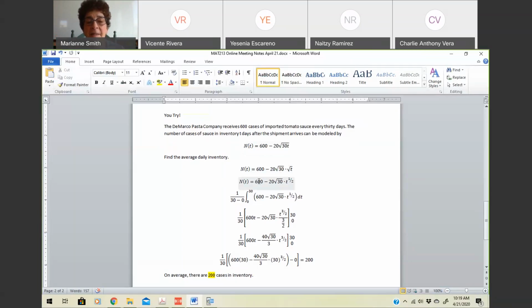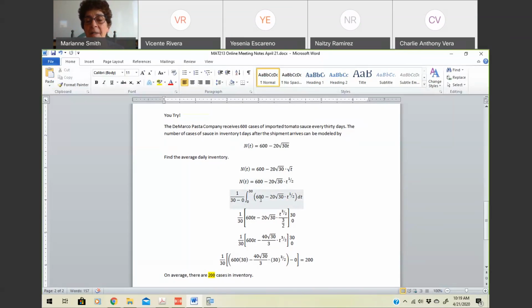Now I'm going to plug this n of t into my average value formula. So I have 1 over b minus a. Again, what's the upper bound on my inventory? Well, it's the 30 days between the shipments that I get of tomato sauce. So my lower bound is 0, that's the day I got a shipment, and 30 is going to be the day before I get the next one. So I have 1 over b minus a. Those are the same bounds on the integral.